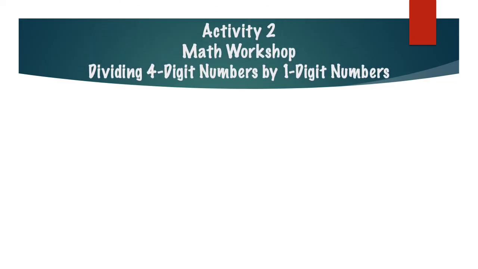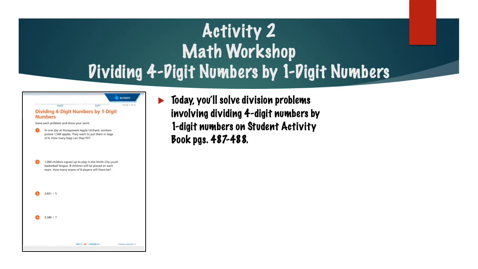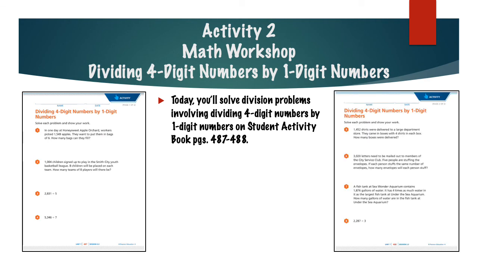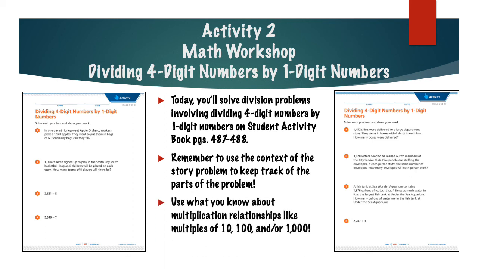Okay, moving into Math Workshop, dividing 4-digit numbers by 1-digit numbers. The problem we were just working on comes from Student Activity Book, page 487. It's problem number 1. Your job today is to solve division problems that involve dividing 4-digit numbers by 1-digit numbers on Student Activity Book, pages 487 through 488. Remember to use the context of the story problem to keep track of the parts of the problem. Use what you know about multiplication relationships, like multiples of 10, 100, and or 1,000.